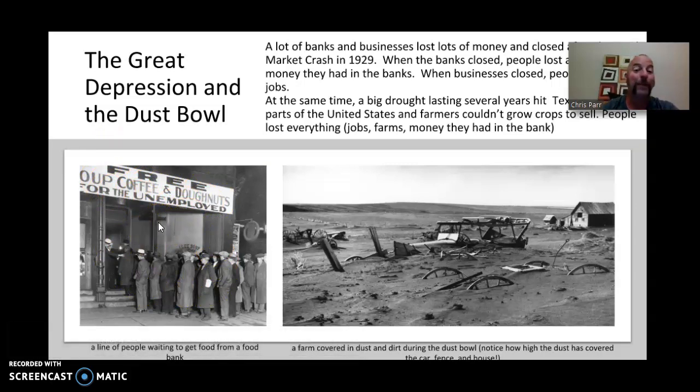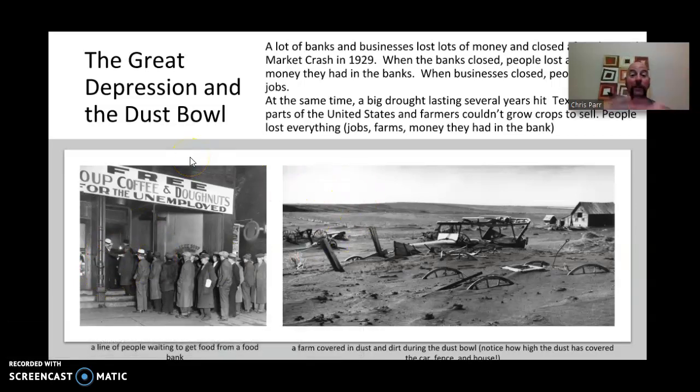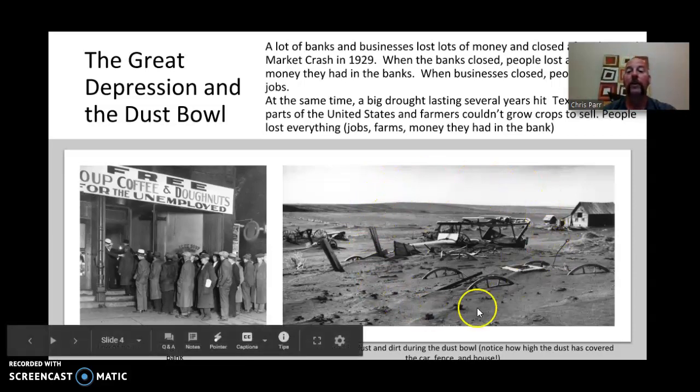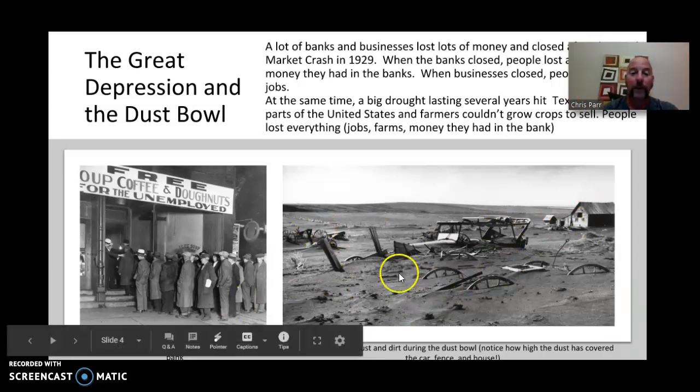And at the same time that was going on in the cities, a big drought lasting several years hit Texas and the Great Plains of the United States. This is where lots of the crops were being grown. Farmers couldn't grow crops. People lost everything. If you look at this picture right here, this is after several years of basically no rain. All the crops, they're not growing. And so there's lots and lots of wind erosion. There's no plants to hold the soil down. As the wind blows, it picks up and we have lots of dust storms. And look at this car, this farm, this fence post, get covered up with dirt and dust.